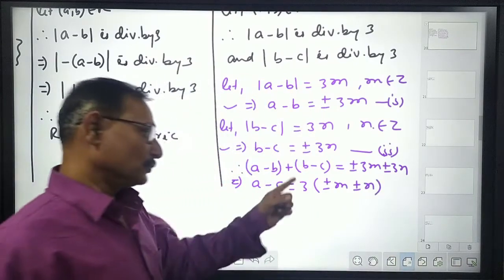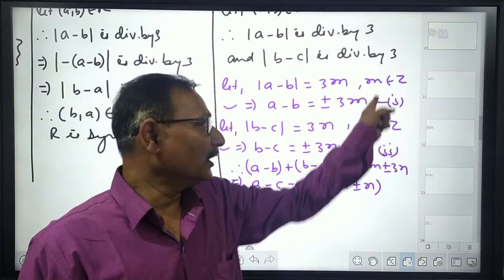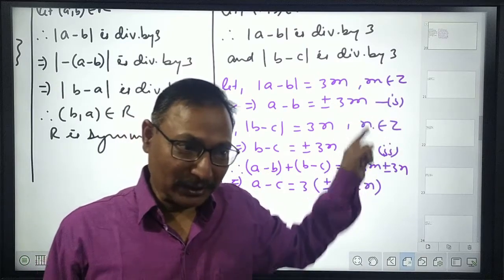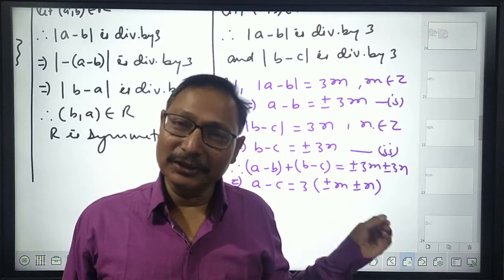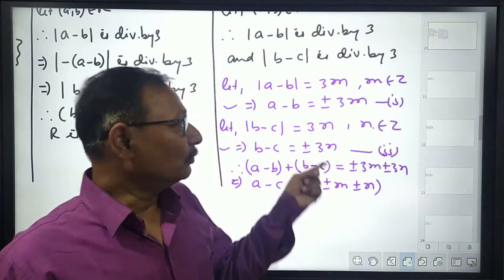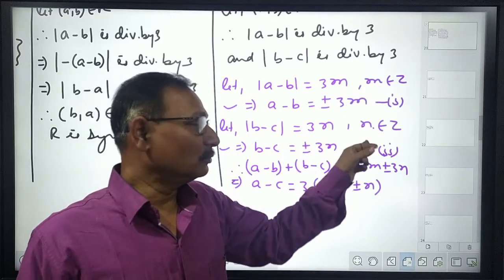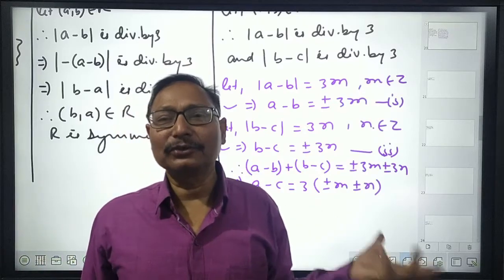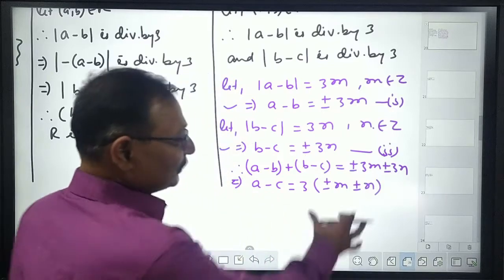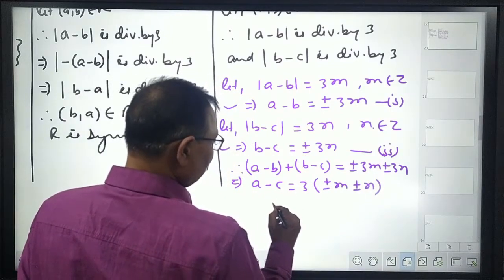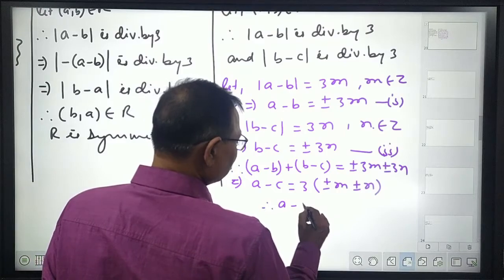Now think about these two. These two m and n are integers, and with their plus or minus sign, they are also integers. So with plus or minus sign, these two will be integers, and the sum or difference of two integers is always an integer. So this is an integer. So we can write, therefore, a minus c is divisible by 3.